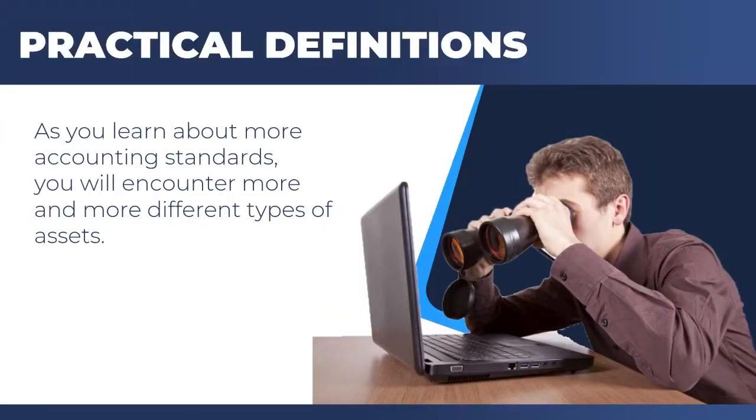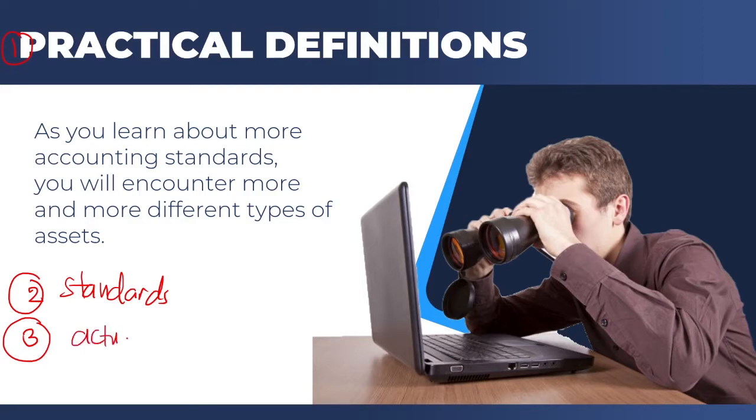Today we will start off by looking further into the practical definitions of an asset. Then we'll investigate what the standards are telling us about it. Then lastly, we'll try to connect it to real-world examples by examining the financial statements of a well-known listed company. So, as you learn more about the accounting standards, you will encounter more and more different types of assets.